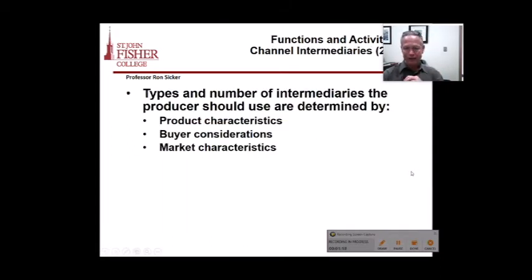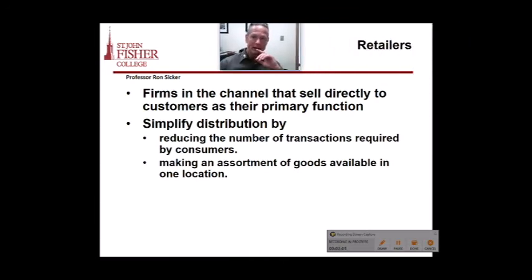So the channel functions and activities: you choose your channel intermediary by the different product characteristics, different buyer considerations, and different market characteristics. Product characteristics, first of all, being probably the number one. It would be infeasible for a real estate broker or a real estate agent to buy the house first and then resell it. No one would want to do that. Therefore, the product considerations and the buyer considerations lend itself better for a real estate broker to be just that, a broker. So let's talk about retailers.